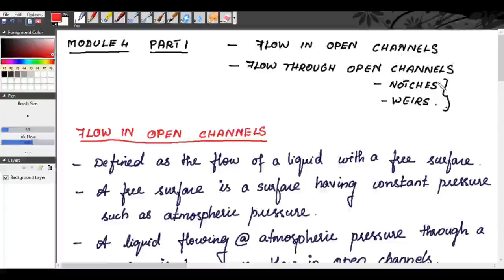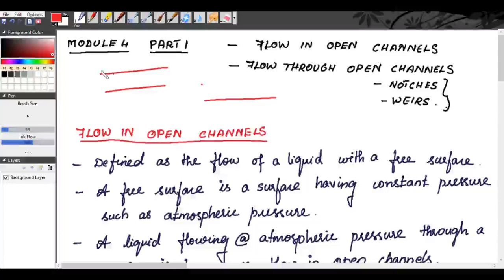Already in the 3rd module, we have studied flow through pipes. Flow through pipes means that when the liquid is flowing through pipes, it flows under pressure. And when the liquid is flowing in a channel, there will be a free surface of water which is open to the atmosphere. That is the difference between open channel flow and flow through pipes.